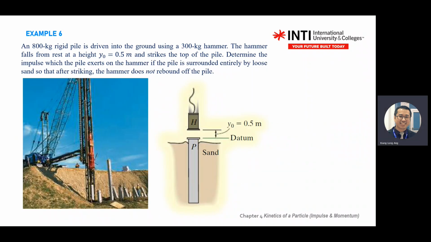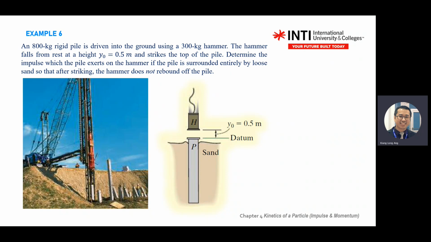So another one on civil case. So you have a pile driving. Piling, you hit with the hammer. The height before the impact is 0.5 meter. You have a datum given. So datum given, normally two kinds of question only.